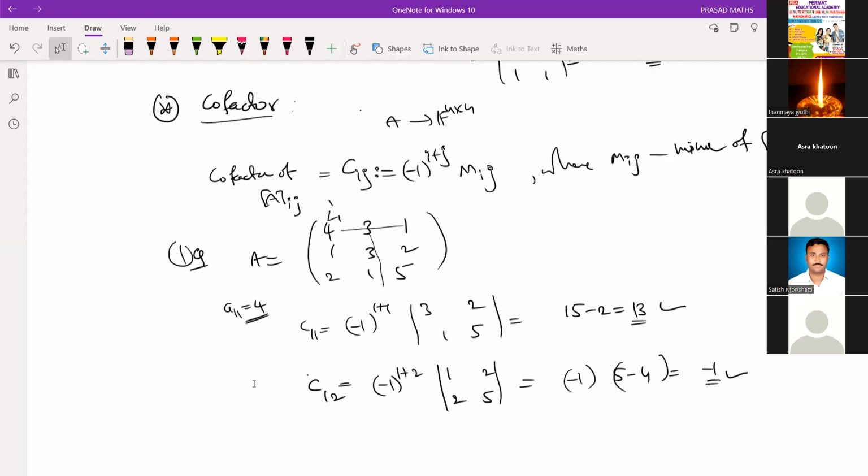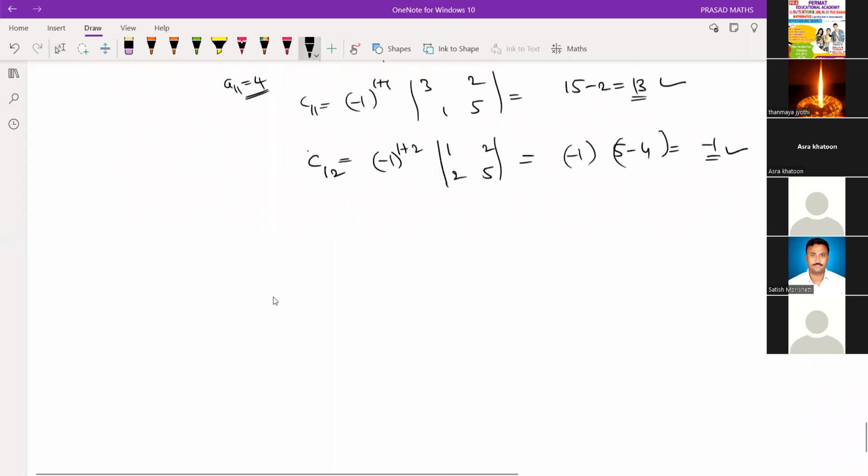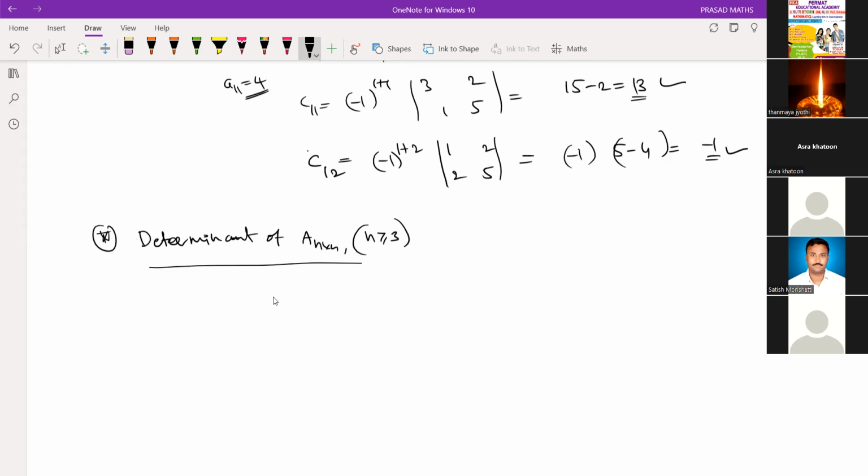So this is what actually our cofactor, right? Similarly, one can compute all cofactors. Now, what is my definition of determinant? Determinant of a matrix whose order n is bigger than or equal to 3, right? What is my formula? Determinant of A is simply denoted by like this, or det of A.